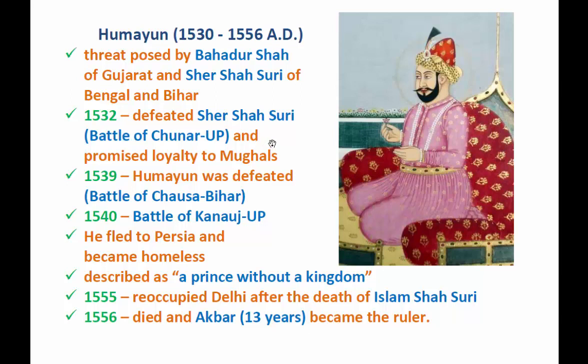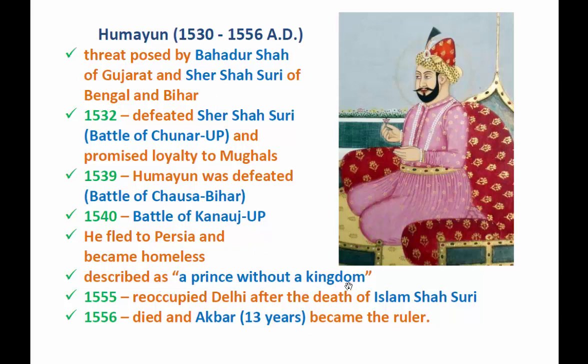But unfortunately, they betrayed Humayun. So Humayun was defeated in the Battle of Chausa in Bihar, most probably by Sher Shah Suri. He was also defeated in the Battle of Kannauj, which took place in Uttar Pradesh. Because of his defeat by Sher Shah Suri, he fled to Persia, in Iran, and most probably he became homeless. So the historian described him as a prince without a kingdom.